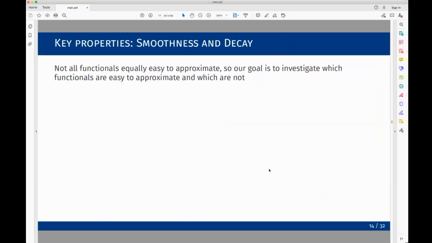Okay, so this is our first result, but it does not give us an explicit function approximation rate. Although all these kinds of functionals can be well approximated by our hypothesis space, it doesn't tell us how large n we should choose. In other words, we expect that not all functionals can be equally approximated. So our next goal is to investigate which functionals are easy to approximate and which are not. This is a more interesting problem of practical interest.